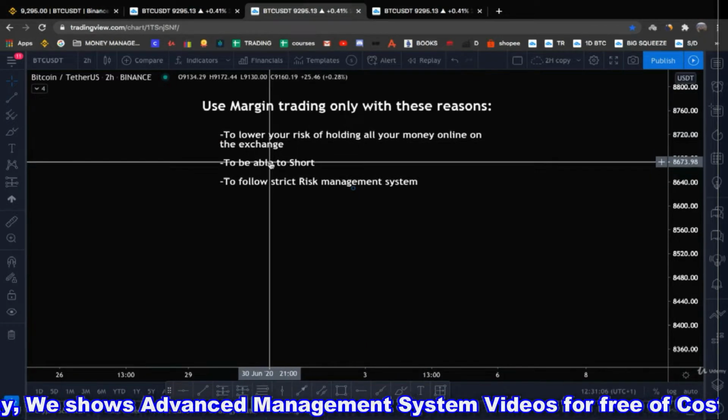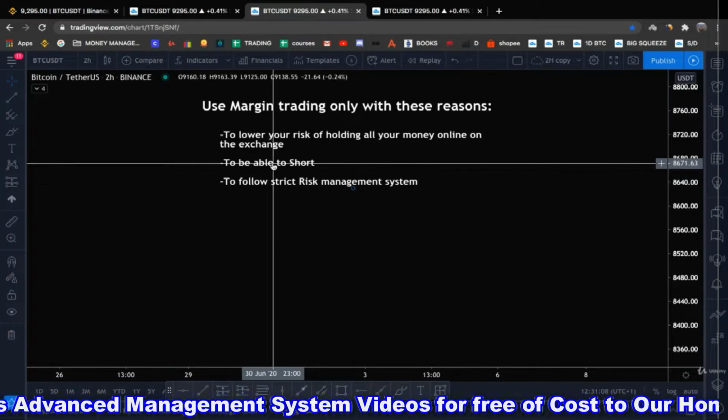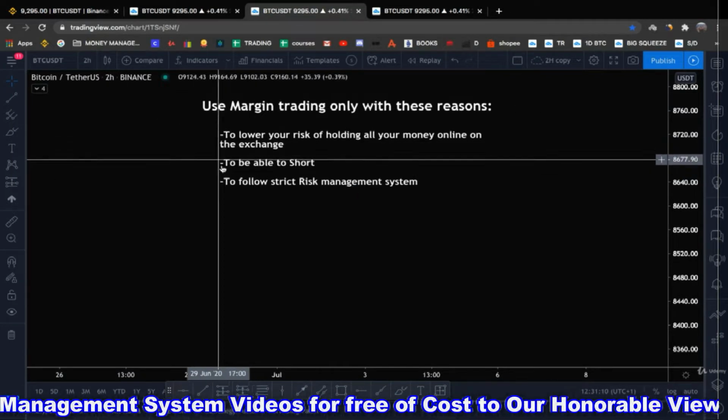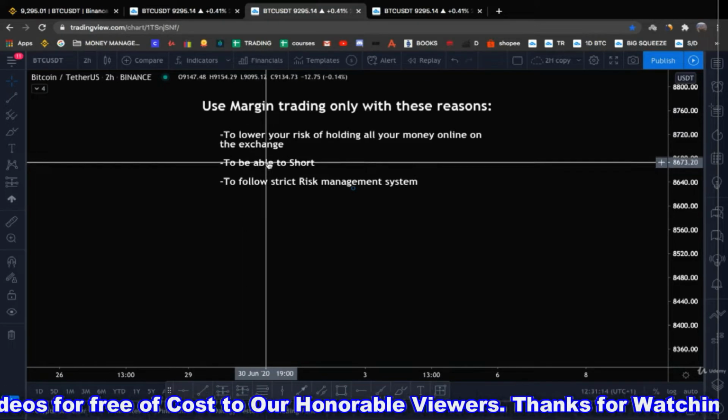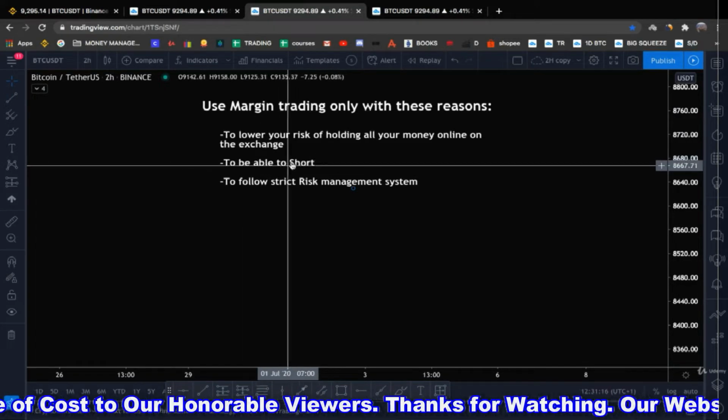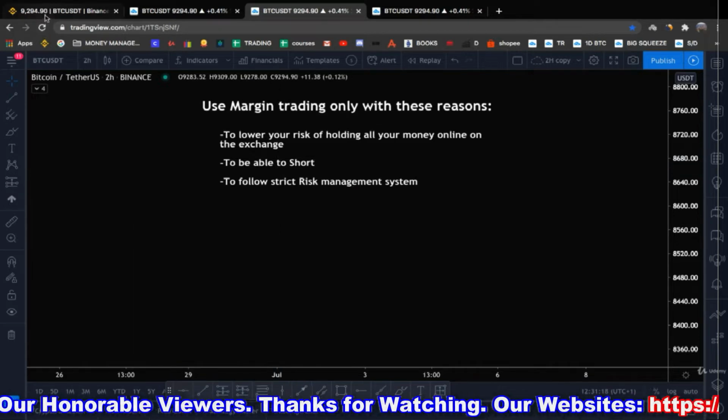The second reason, to be able to short, right? So you might want to short, not only to long, right? So this is another reason, and we are going to go into details. I will show you how exactly to short. Shorting, basically it means to enter a position.